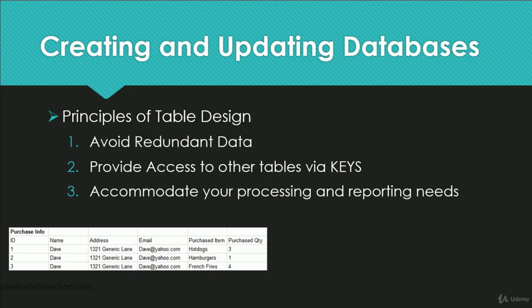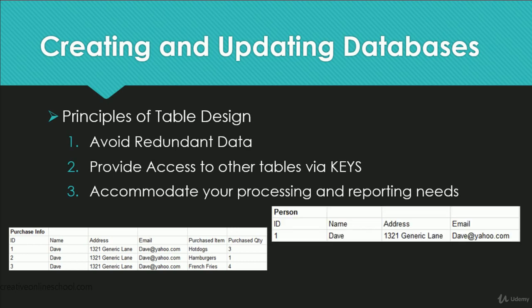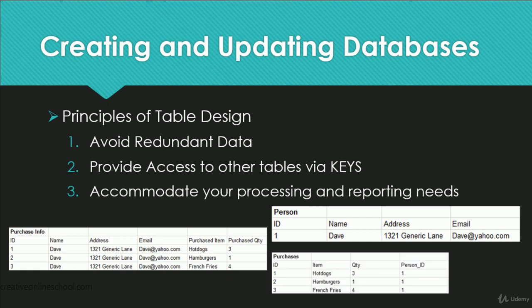We call these keys. You already saw how we set an ID to be a primary key, and that's the primary way that data is going to be connected to other tables. So what does that look like? Well, let's try and fix our table here. First, to avoid redundant data, we keep info about the person in its own table with the primary key of ID.